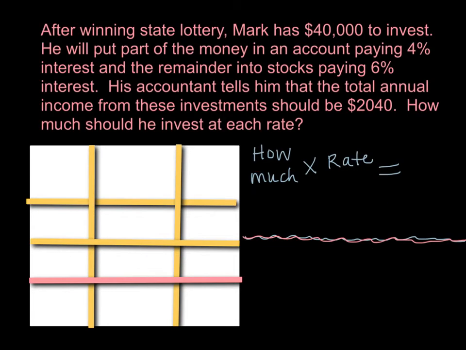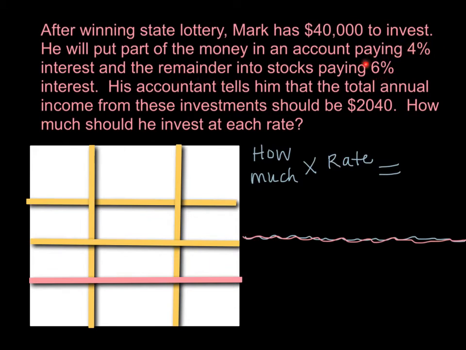All right, let's look at an actual problem. So we've got Mark here, and Mark has won some money in the lottery. It says after winning the state lottery, Mark has $40,000 to invest. So he's got $40,000 to put in an account. He's going to put part of the money in an account paying 4%. He's going to put the rest of the money, or the remainder, into stocks paying 6%.